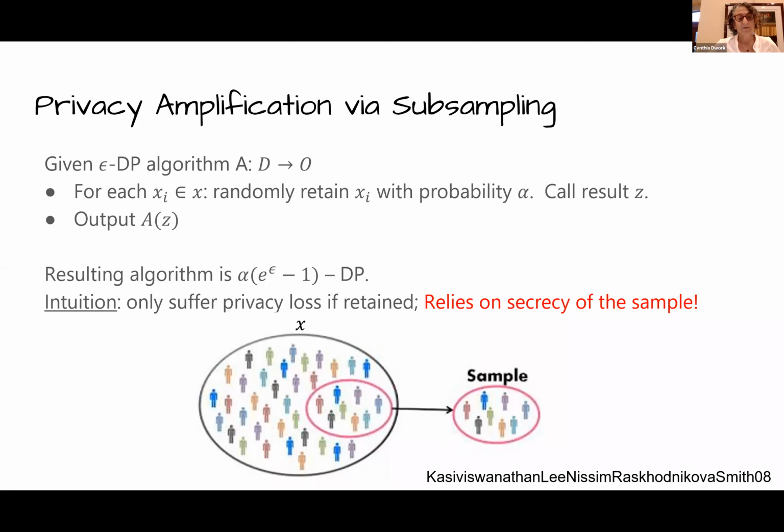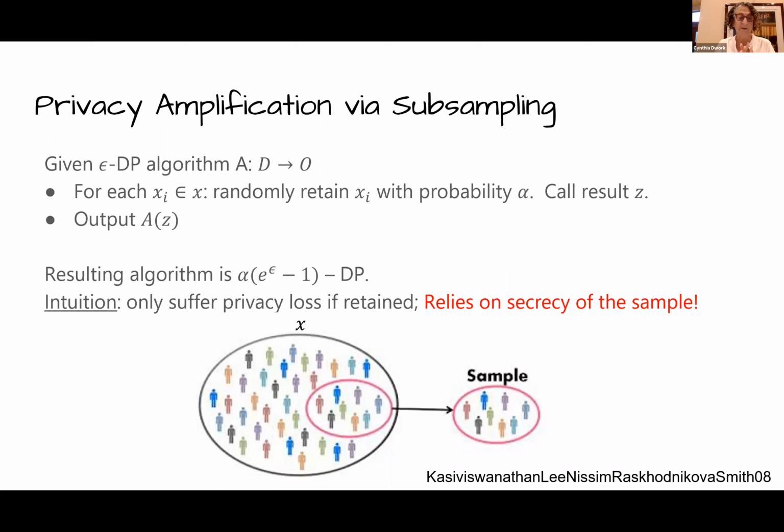And we're going to modify this as follows. We're going to have a new algorithm where for every element in the database X, so X is X1, X2 up to Xn, for every element, we're going to flip a coin that comes up heads with probability alpha. If it's heads, we retain Xi, and if it's tails, we throw it out. So this gives us a smaller database of size approximately alpha times n, and let's call that database Z. And now we run our algorithm A on this smaller set, this subsample Z.